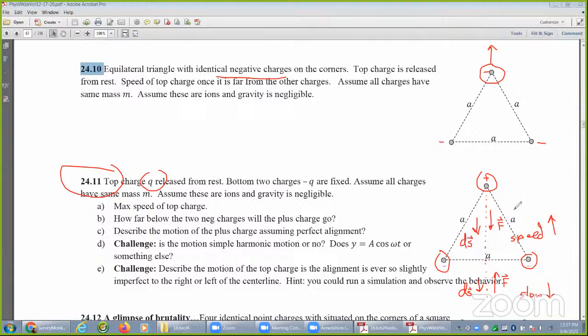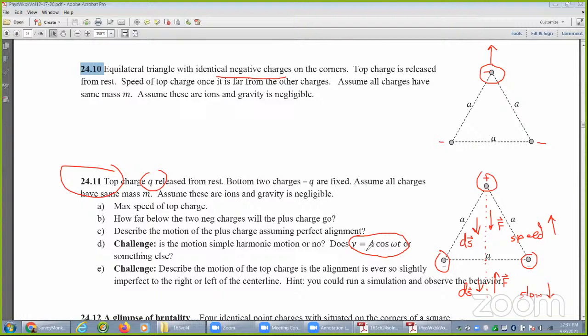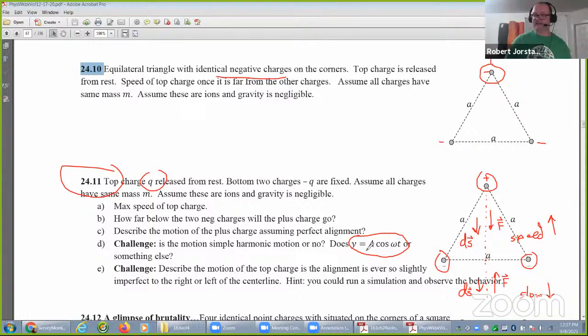Now, do you think this equation is valid? Do you think we could describe the position as some cosine function? What do you think? This is a challenge, so just take a guess. What does your gut tell you? Yes, you would think that, and I suspect it is not true.